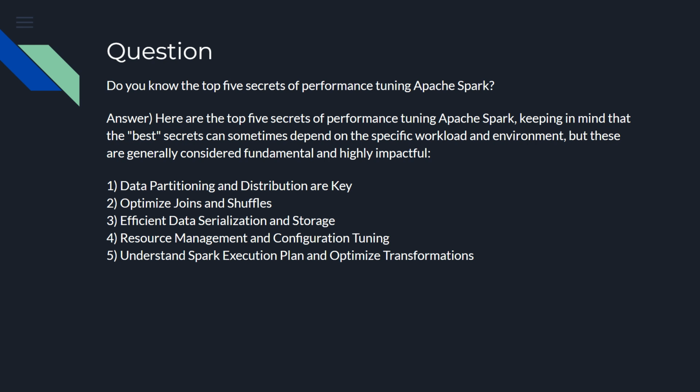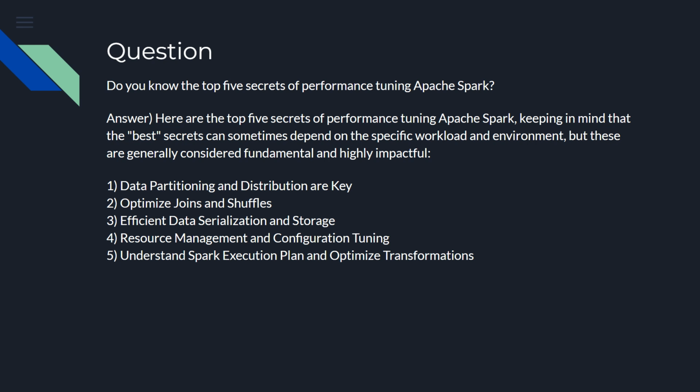Third one is efficient data serialization and storage. The format in which data is stored and serialized impacts both storage space and the processing speed. Efficient data formats. Prefer columnar formats like Parquet or ORC over row-based formats like CSV or JSON, especially for analytics workloads. Columnar formats offer better compression and allow Spark to read only the necessary columns.